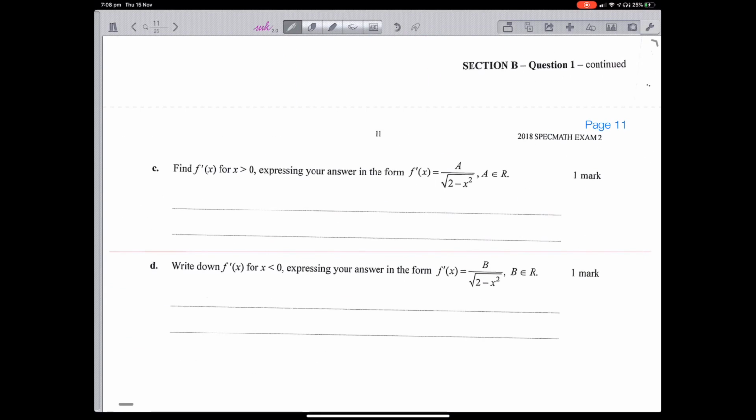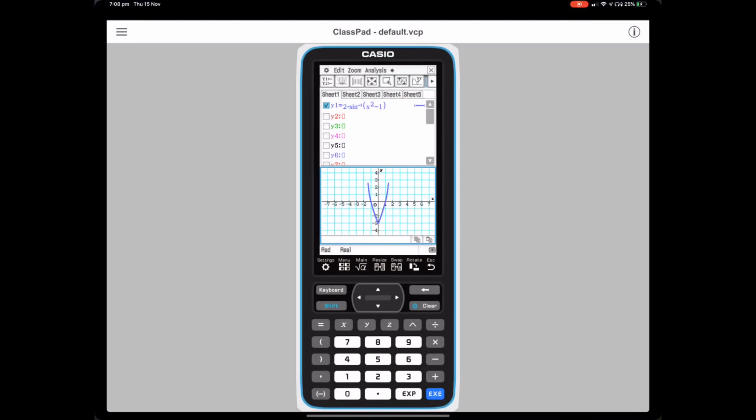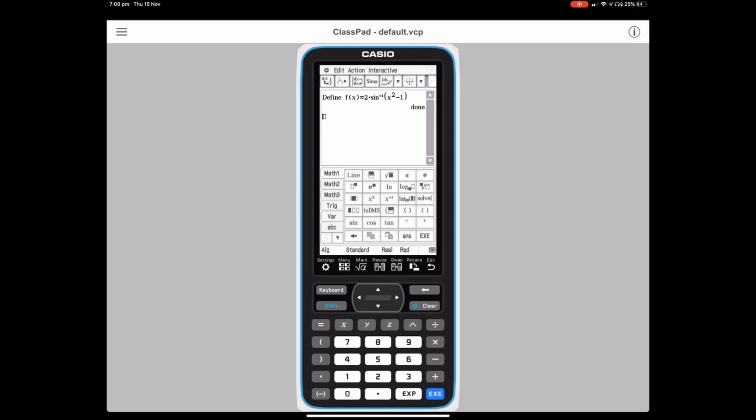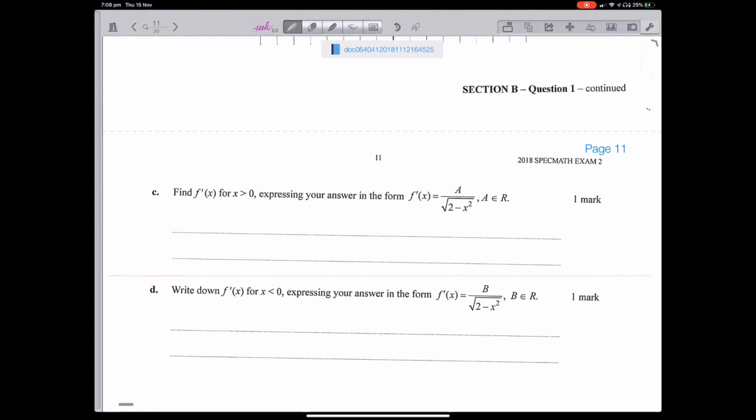Okay. f dash of x for x greater than 0. Give your answer in the form that. I don't think I defined that, but let's copy it. Go out to main. Define. Okay, and then we can do d dx of f of x given x is greater than 0. And then do the same thing because the next question was less than. So greater than it's 4, less than it's negative 4.